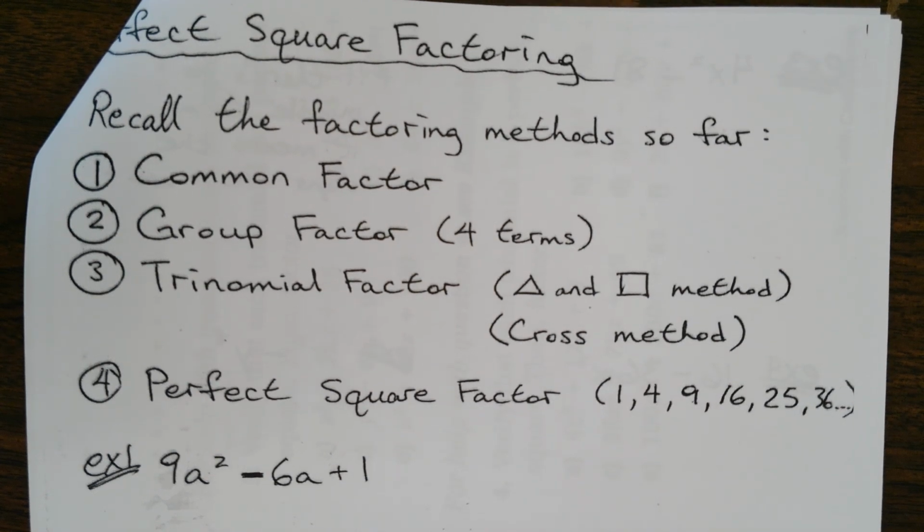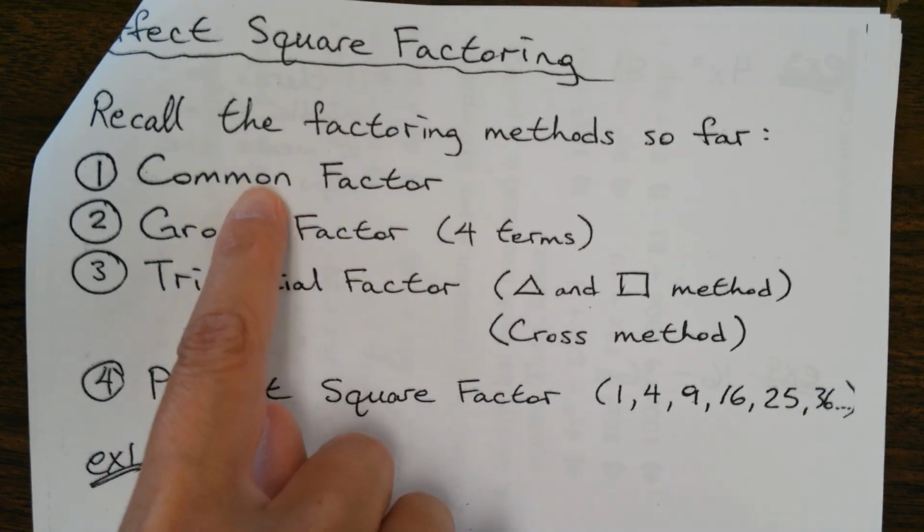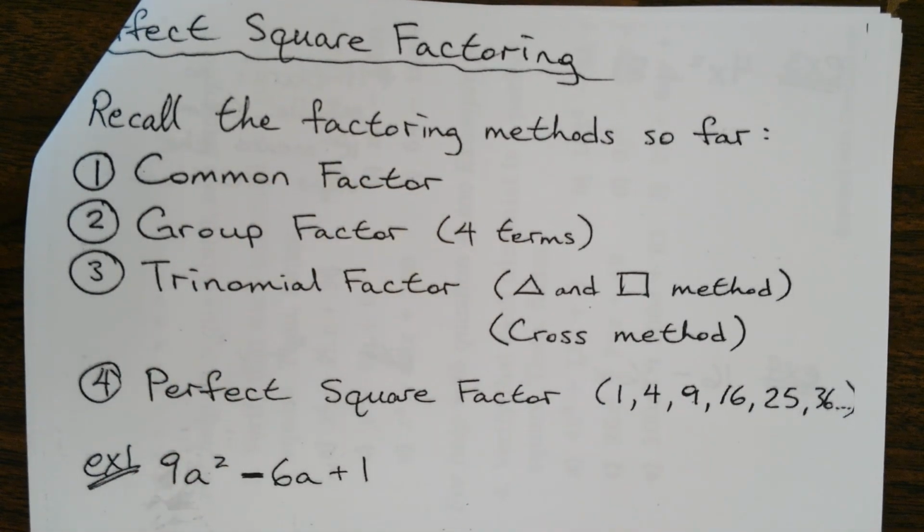Okay, so this is the last type of factoring we're going to learn in this chapter. So far we have done the following. Common factor. When should you check for common factors? If they're like terms. Anytime you're given a factoring question, you should always check for common factor.